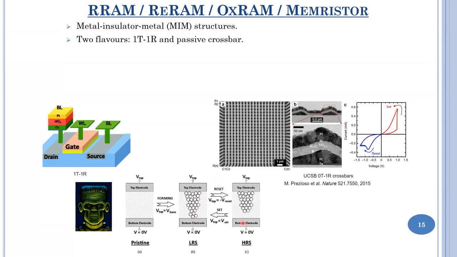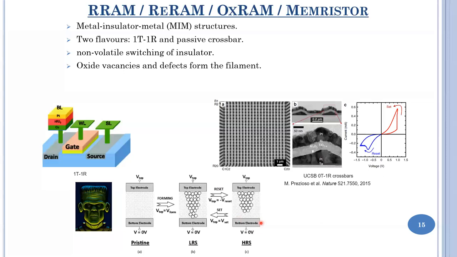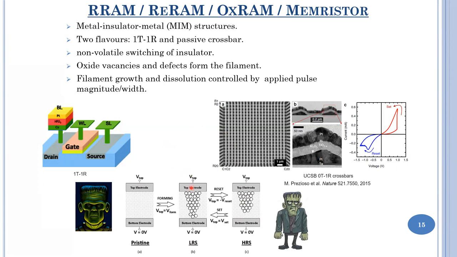So just by pumping it, forcing it, and applying electrical stress, you can make this Frankenstein's monster, and you can let it go into several states, like low resistance state, high resistance state, and so on. The best part is that the filament growth and dissolution lead to a resistance change that can be controlled by applied pulse magnitude and width. So just by working with electrical pulses, you can tune it to several different values between a minimum value and a maximum value.